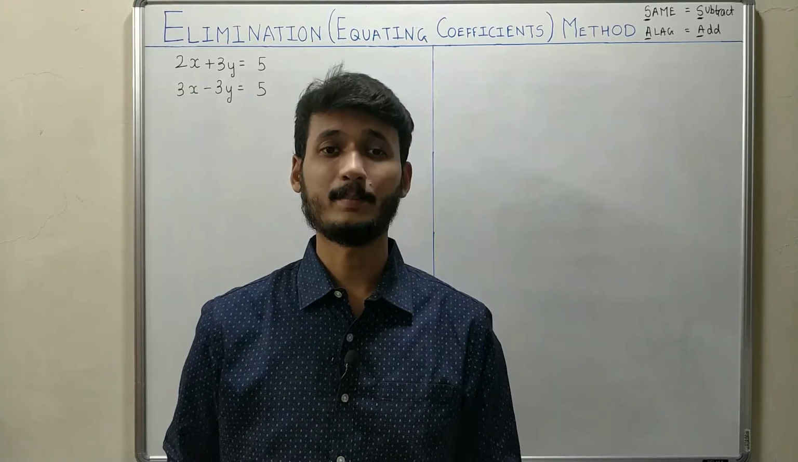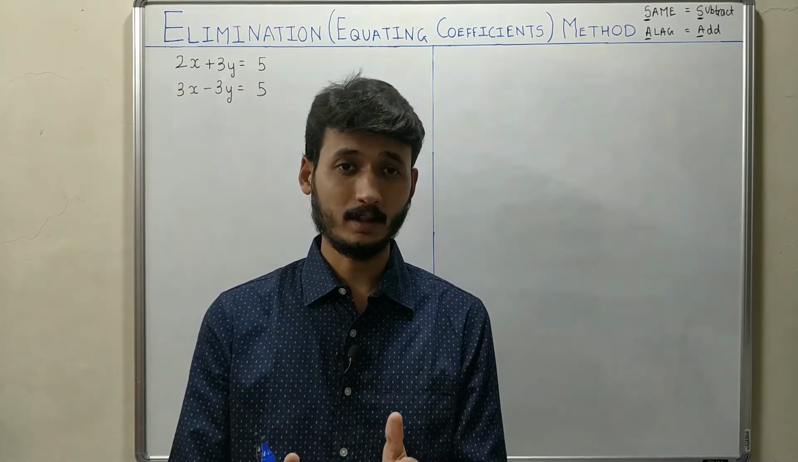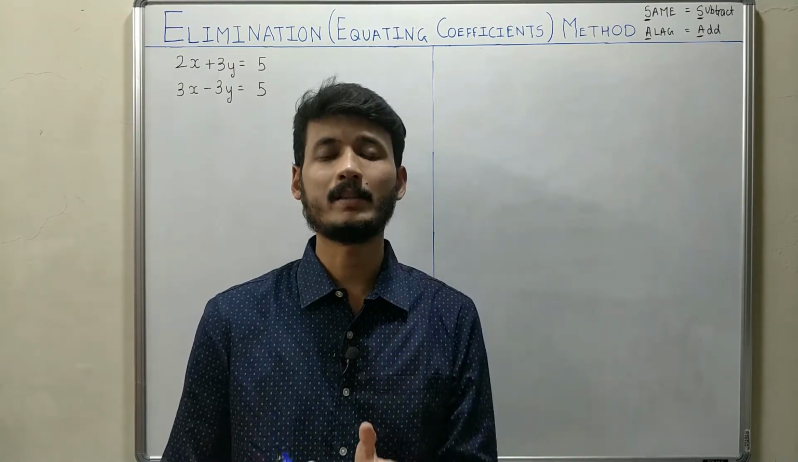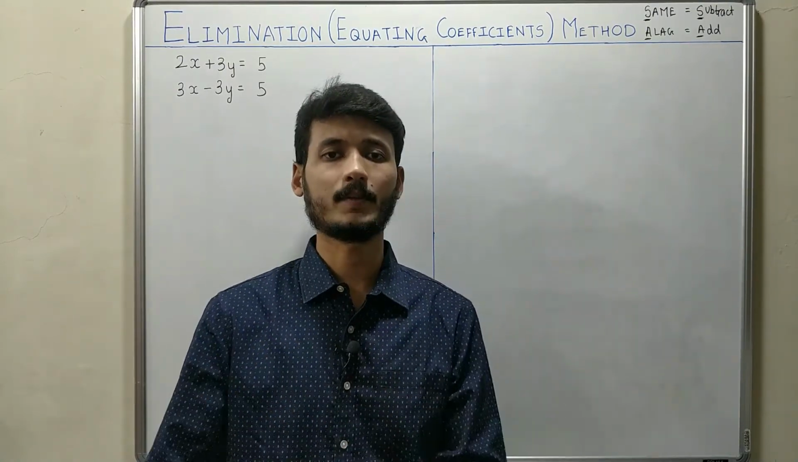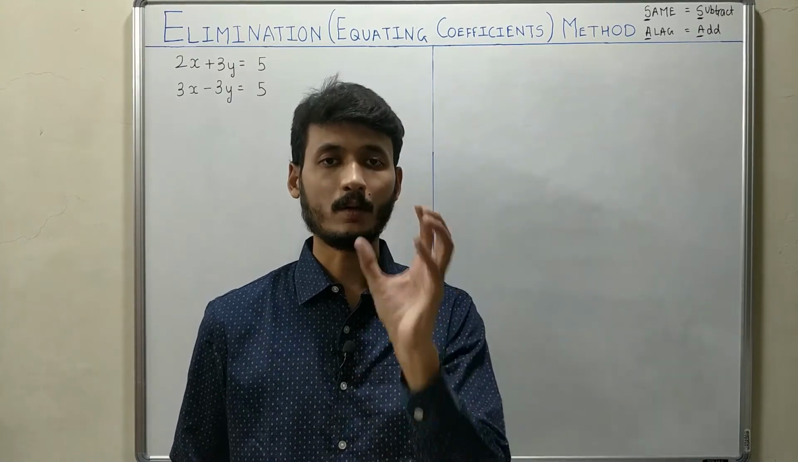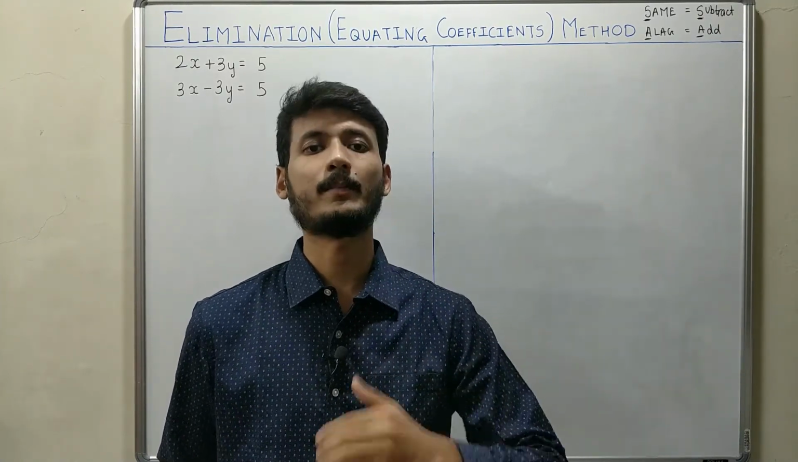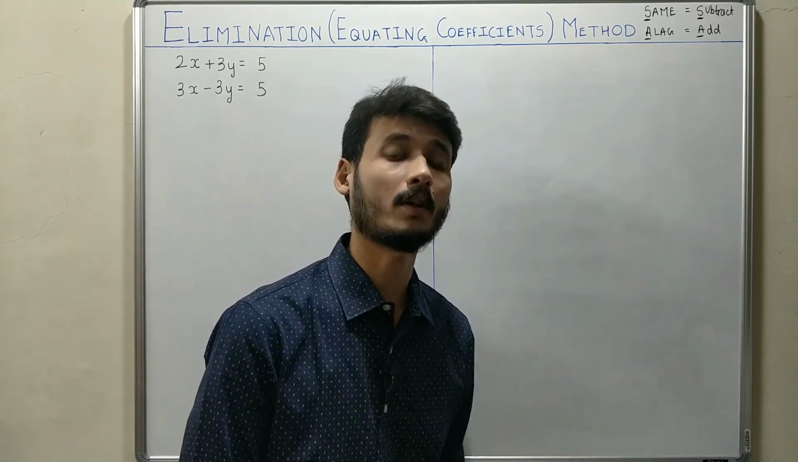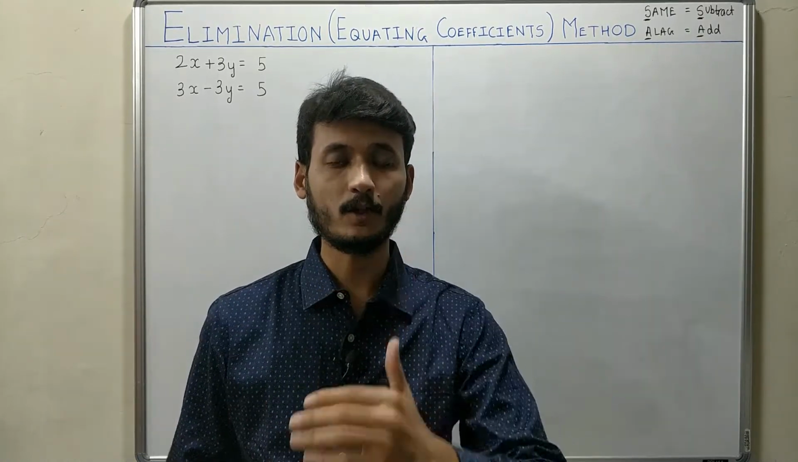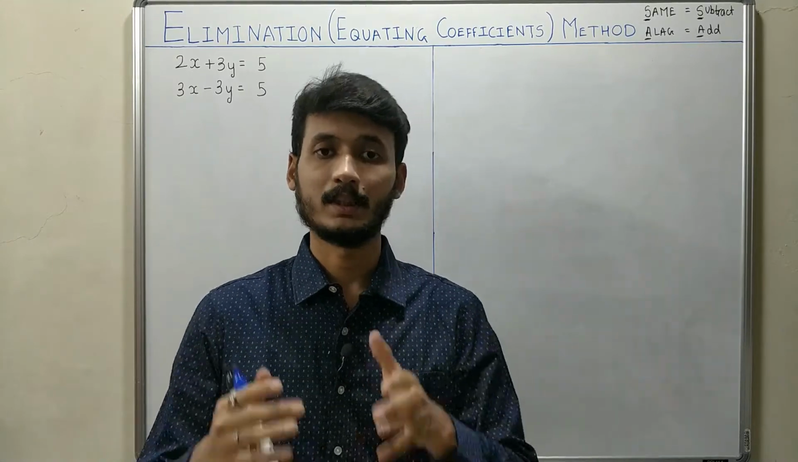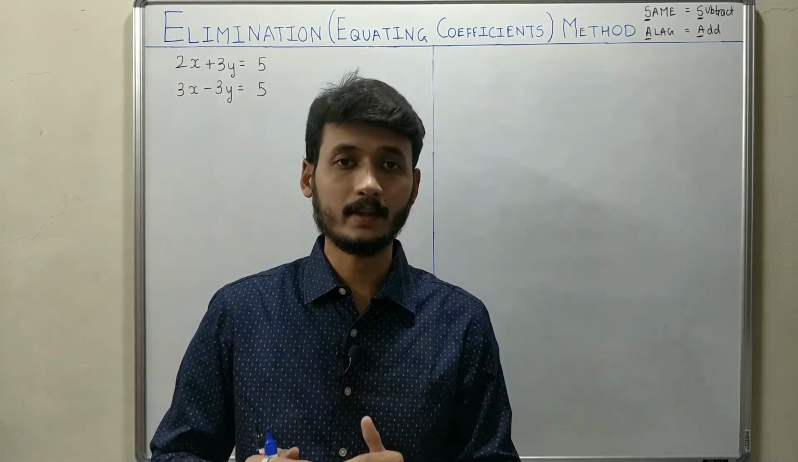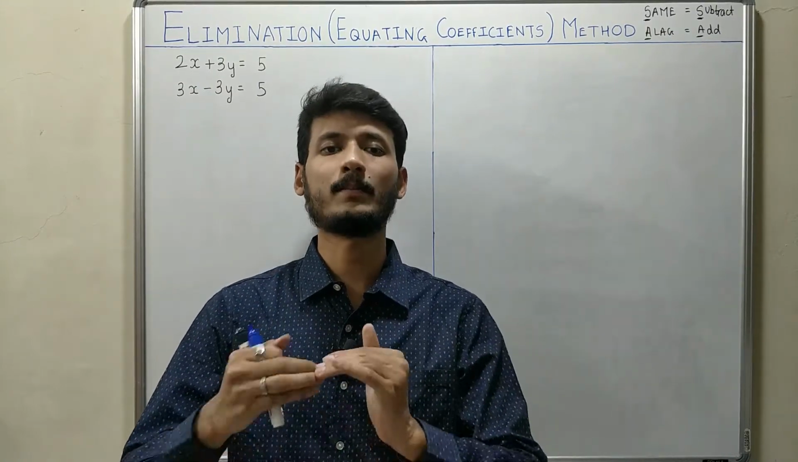Now let us understand step number 3. But make sure that before proceeding with step number 3, step number 1 and step number 2 must be achieved. Then only we can start with step number 3. Always whenever you get a question, check whether step number 1 is achieved or not, that is the ax plus by is equal to c form is there or not. Once you write it in that form, then only move to step number 2, that is equate the coefficients. And once the coefficients of any one variable are equated, then move to step number 3.